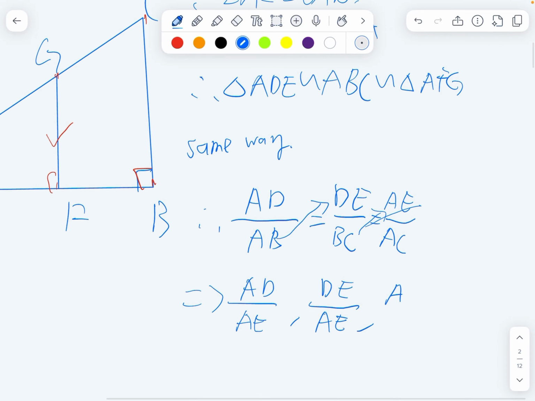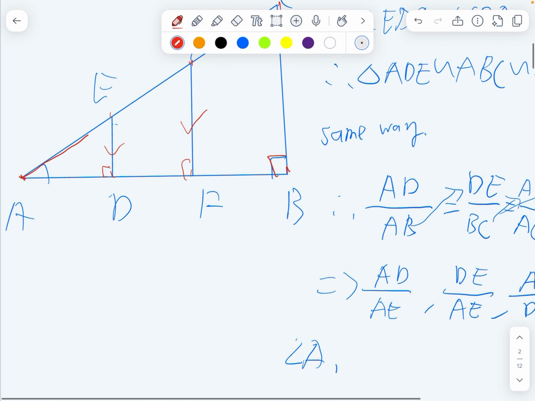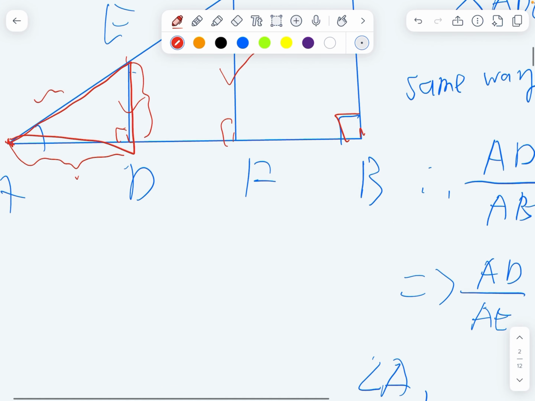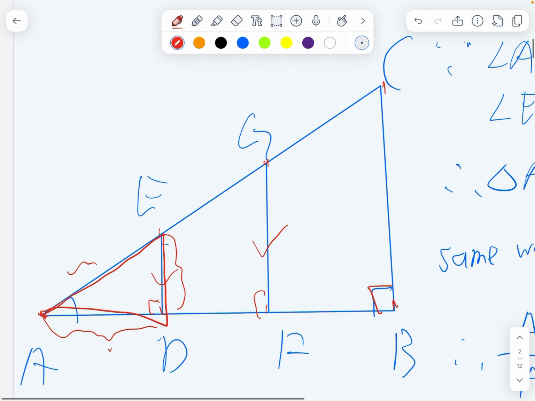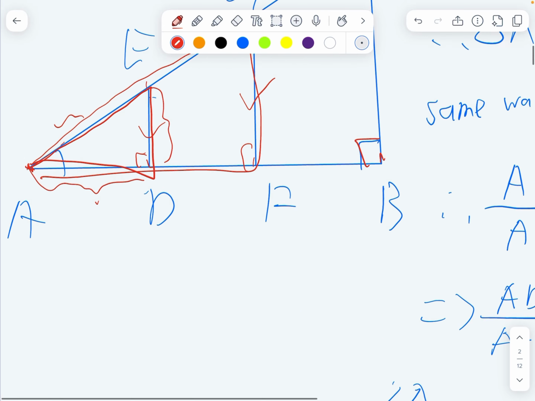And ADK over DE. So for the angle A, for the triangle ADE, you can get the ratio DE over AD, which is the same value, or AD over AE. Whatever the triangle is, like the triangle AGF, we can get the same way.